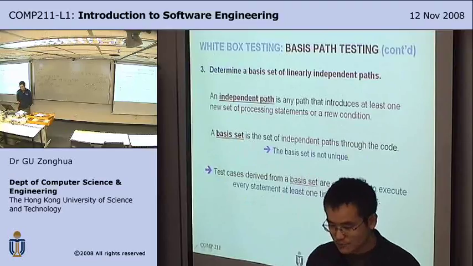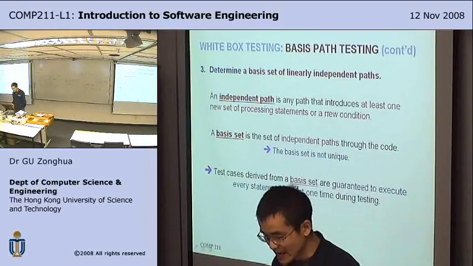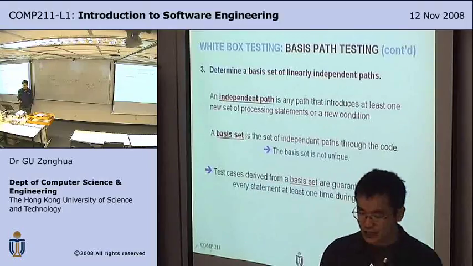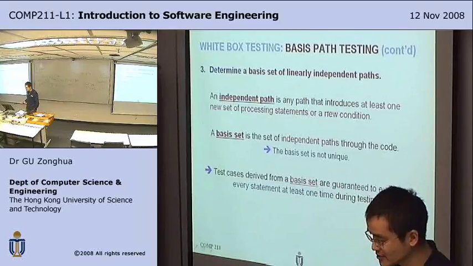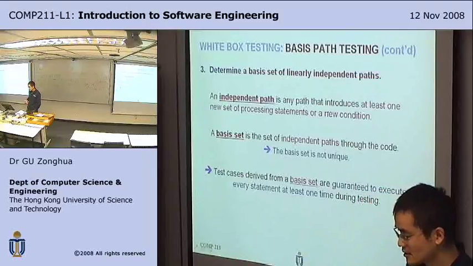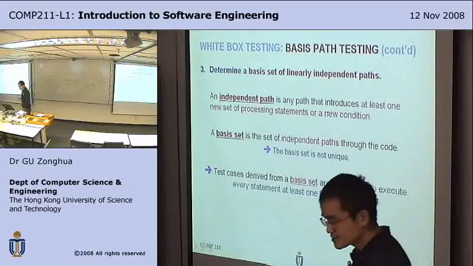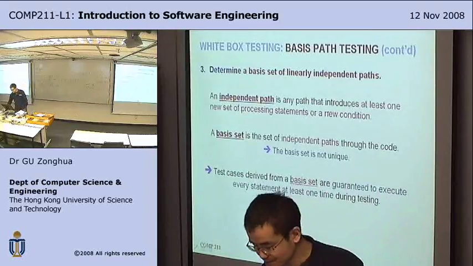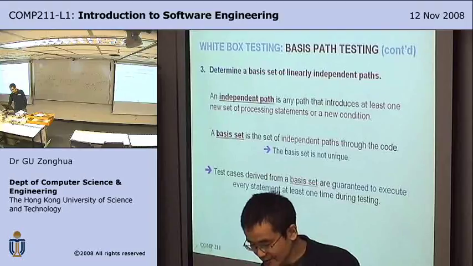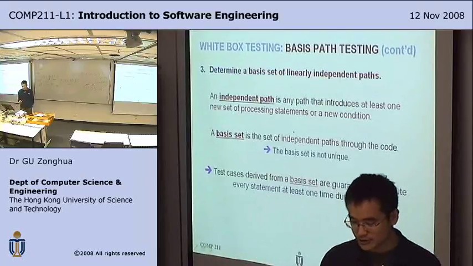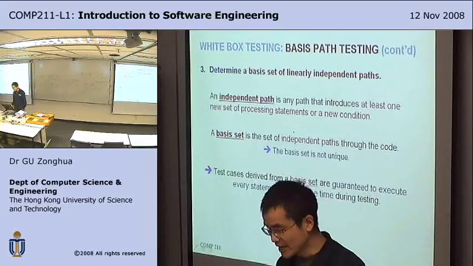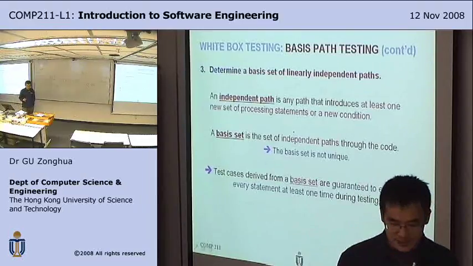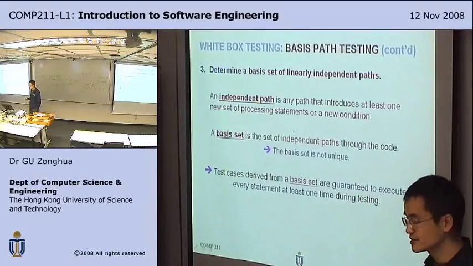Then you determine a basis set of linearly independent paths. An independent path is any path that introduces at least one new set of processing statements or a new condition. If a path crosses only the statements that have been covered before, then it's not an independent path. So the basis set is the set of independent paths through the code. The basis set is not unique. You may have multiple basis sets which are different from each other, but the size of the basis set is always the same.